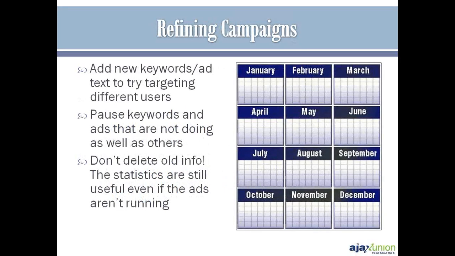And finally, the fourth thing in the cycle, refining your campaigns. It's always great to be trying different things, writing new ads, adding new keywords. There's an unlimited amount of different new things you can add, so there's no reason to just stick with what you got if it's not working. One of the things you should always do is pause keywords and ads that aren't doing as well if you're looking to lower cost per conversion, stuff like that.